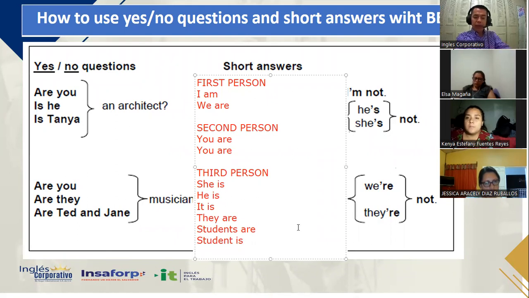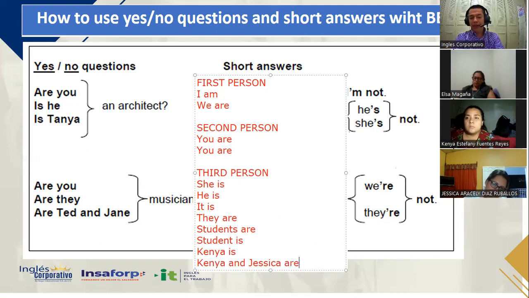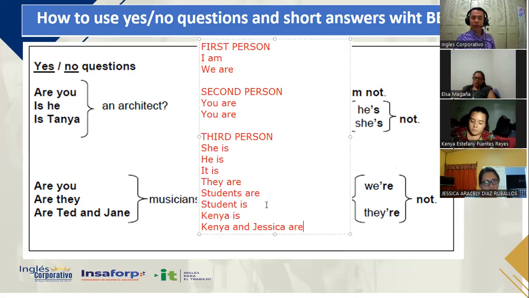Y si hay una persona, por ejemplo, vamos a poner aquí a Kenia, como Kenia solo es una chica, pues, Kenia is, right? Pero si yo pongo Kenia y Jessica, por ejemplo, como son plurales, ya son dos, ¿no? Entonces, are. Ya no pongo is, sino que are, ¿sí? Entonces, con nombres comunes, cuando es singular, se usa is, cuando es plural, are.